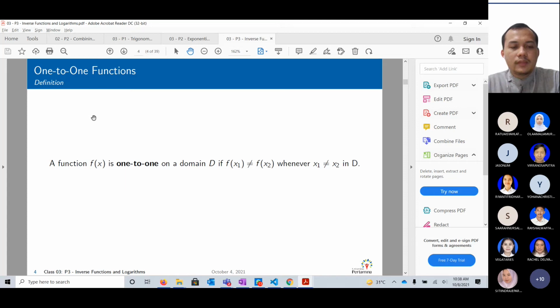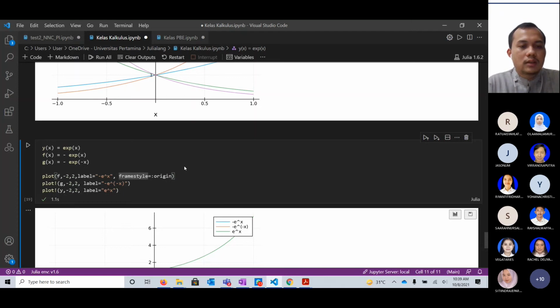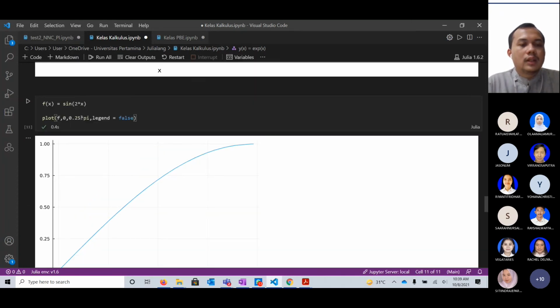So, one-to-one function. What is a one-to-one? One-to-one function is basically a function f is one-to-one on a domain D if f of x1 is not equal to f of x2 whenever x1 is not equal to x2 in D. What is the example of one-to-one function? It is like this plot. Okay.